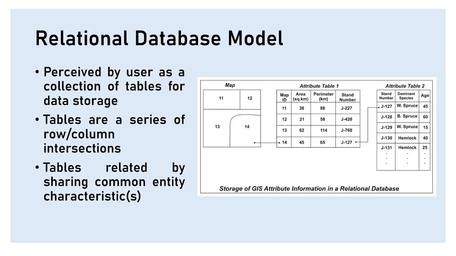Then we have the relational database model. This is a third type of model which is commonly used in GIS, and is also useful compared to the other two that we have discussed so far. Okay, so this is basically perceived by users as a collection of tables for data storage.